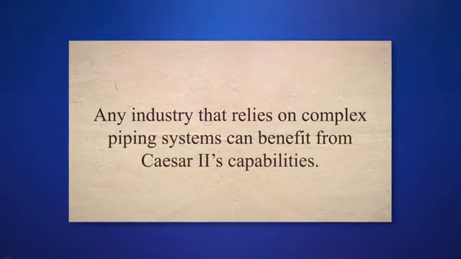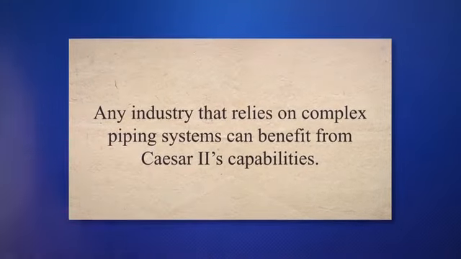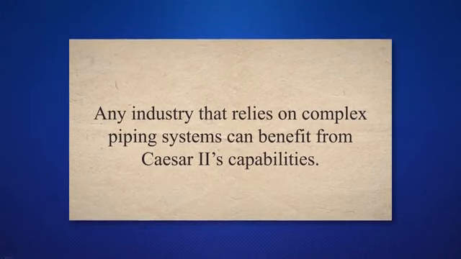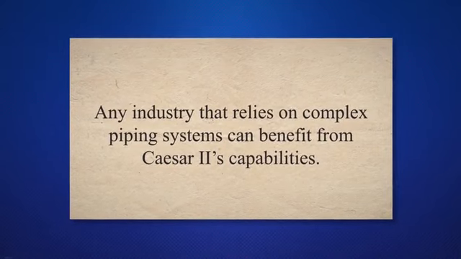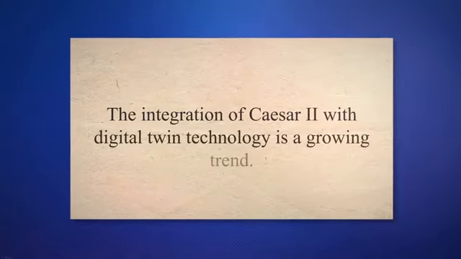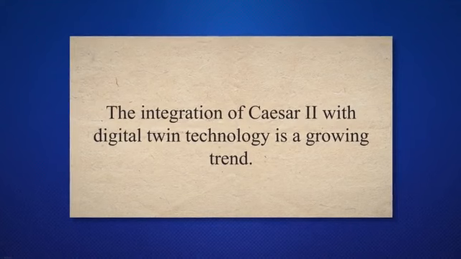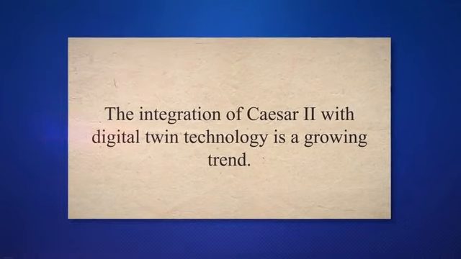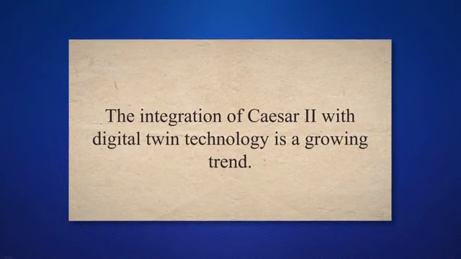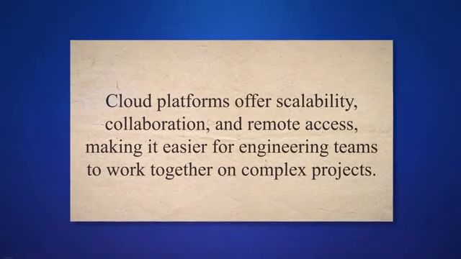Caesar 2 finds applications in various industrial sectors, including water and wastewater treatment, pharmaceuticals, food and beverage, and more. Any industry that relies on complex piping systems can benefit from Caesar 2's capabilities. The integration of Caesar 2 with digital twin technology is a growing trend. Digital twins create virtual replicas of physical piping systems, enabling real-time monitoring, predictive maintenance, and performance optimization.